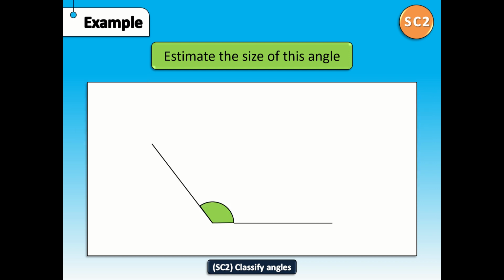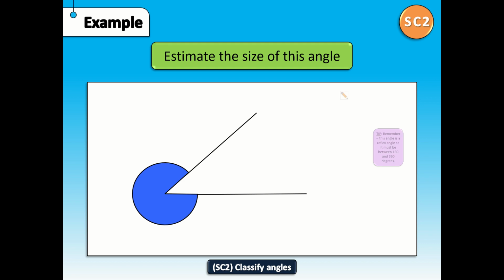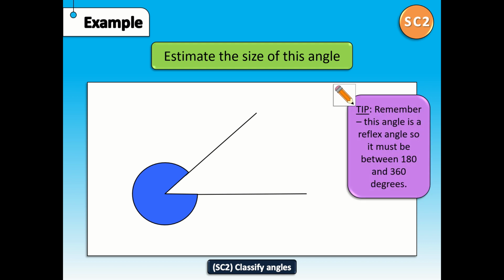For this angle, well, we know it's an obtuse angle, so that means it's going to be between 90 and 180 degrees. So I've estimated this angle will be roughly 130 degrees. This angle here is a reflex angle, so it must be bigger than 180 degrees, but less than 360 degrees. So I've estimated that this angle is around 310 degrees.